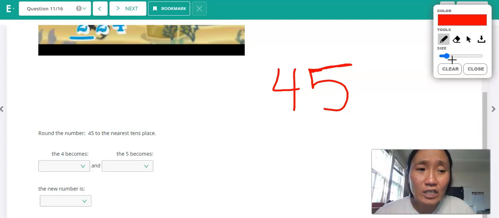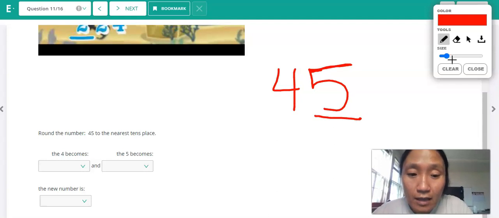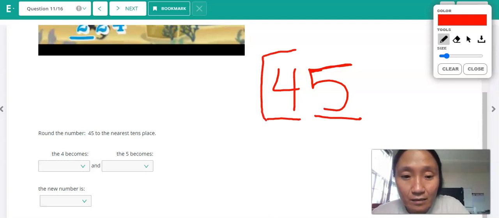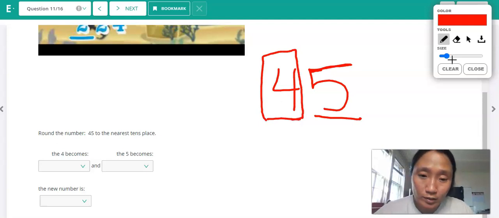All right, so you've written down the number 45. And it's asking you to round it to the nearest tens place. So you're going to look at the number that's in the tens place. The 5 is in the ones, and the 4 is in the tens. This is the number you're going to look at, so please put a square around it.